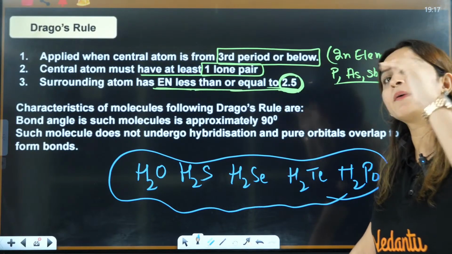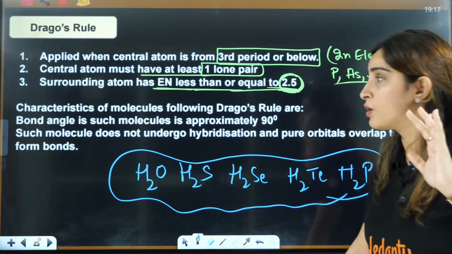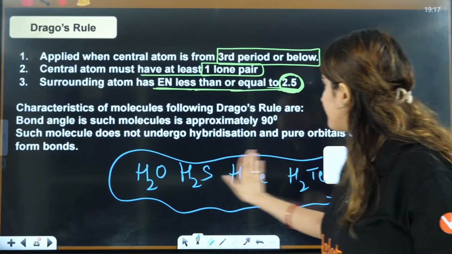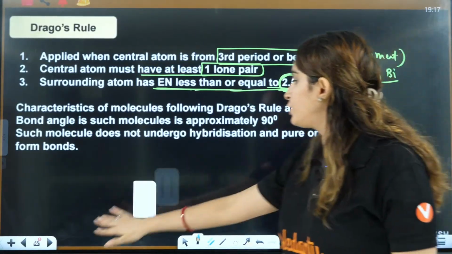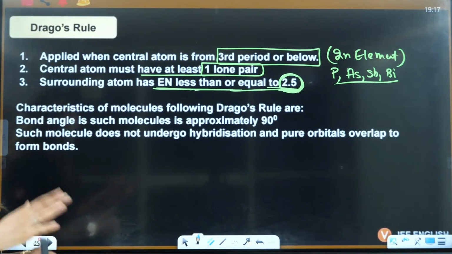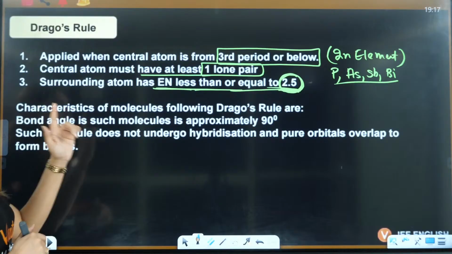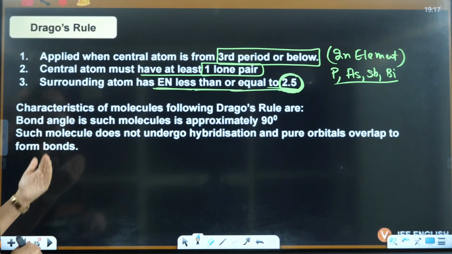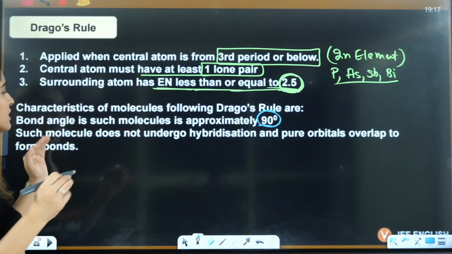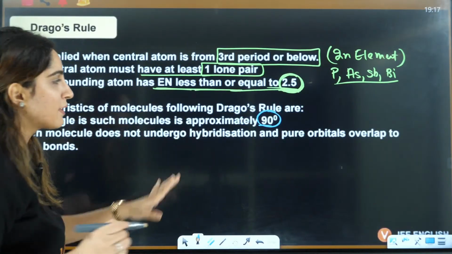Just because it is a third period element doesn't mean we apply Drago's rule. There the surrounding atom has electronegativity more than 2.5, so that is not applicable there. Characteristics of molecules following Drago's rule: the bond angle is approximately 90 degrees, and such molecules do not undergo hybridization.